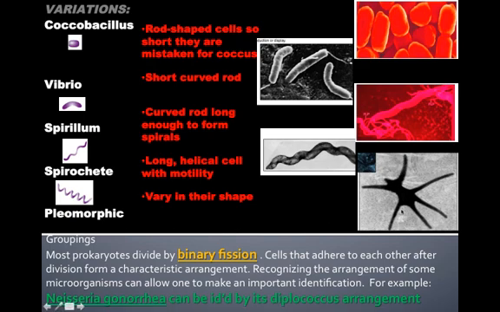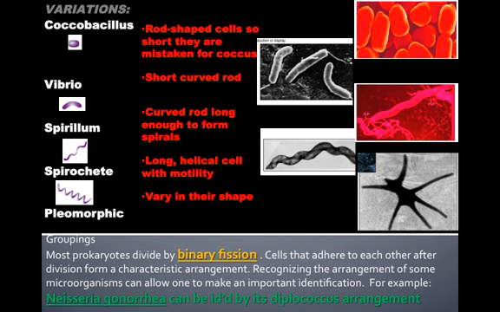He's not round, he's not rod, he's not spiral. He's not any of those basic shapes or a variation of it, so they call that pleomorphic. Now, here's one thing we can tell you for sure. There are groupings in bacteria, and the groupings are determined based upon the way they reproduce.